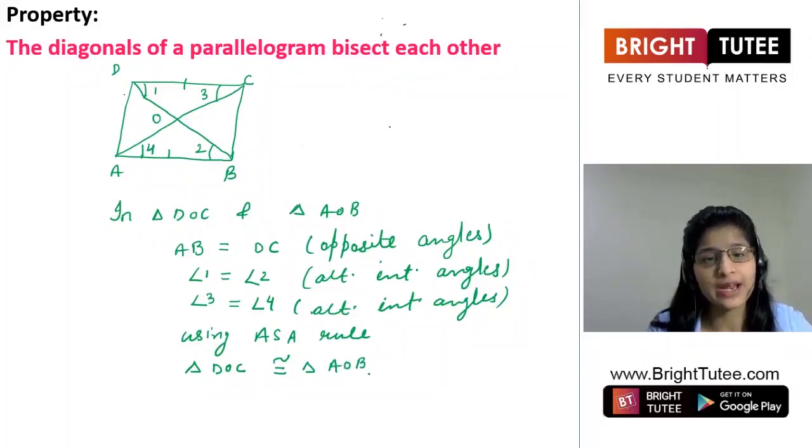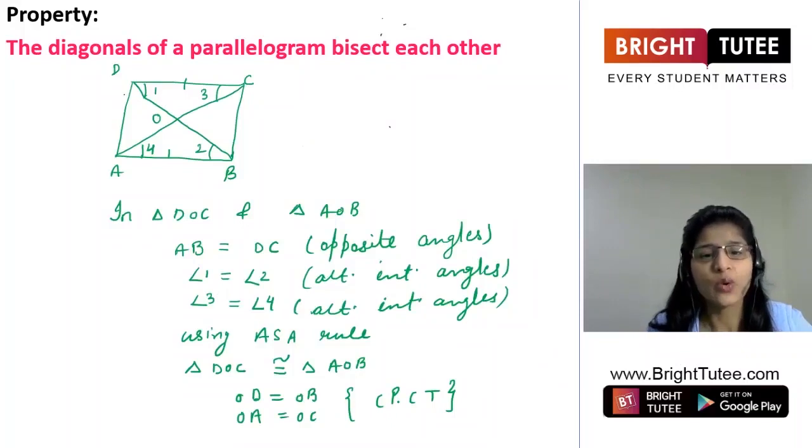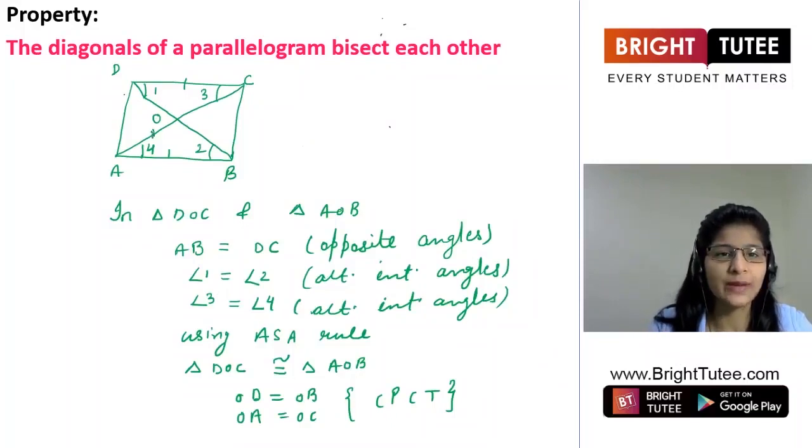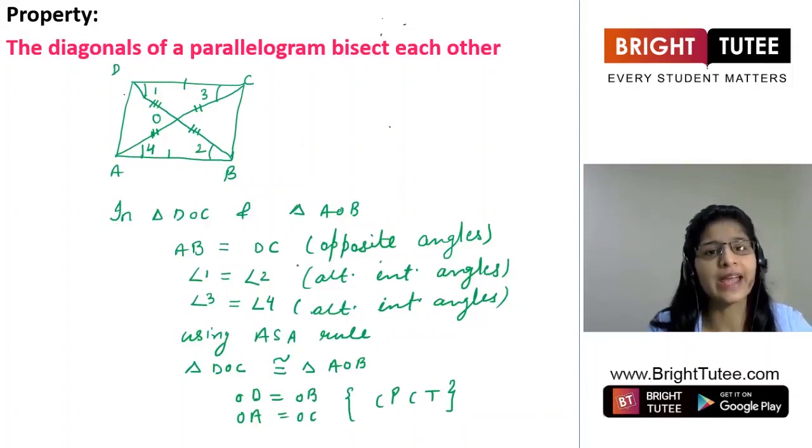Right? Now these two triangles are congruent. What about their corresponding parts? They're definitely going to be equal. So we can say that OD is equal to OB and OA is equal to OC. These are using CPCT, that is corresponding parts of congruent triangles. So what we have seen, that this OA is equal to this OC, right, and this OD is equal to this OB. Clear? So we have proved that the diagonals bisect each other in the parallelogram.